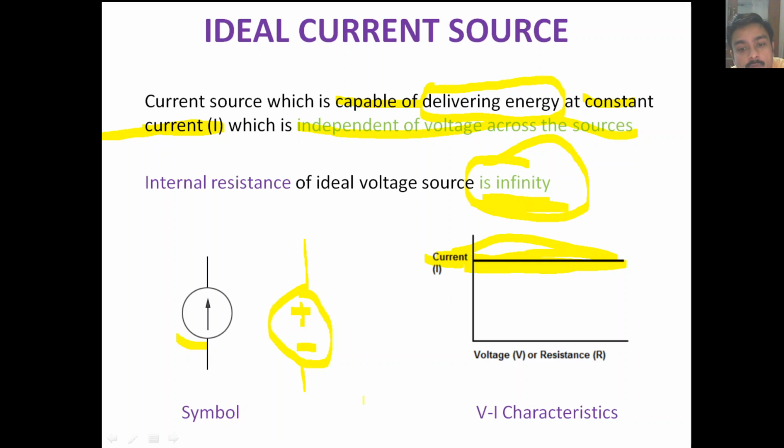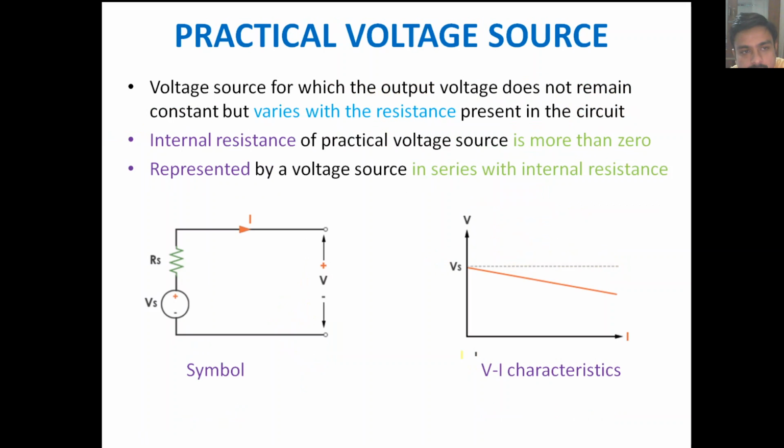But the current is independent of voltage, so the voltage can increase or decrease. See, in the x-axis we can see the voltage or resistance. So the voltage can increase or decrease, but the value of current will always remain the same. How will the voltage increase or decrease? According to the resistance value.